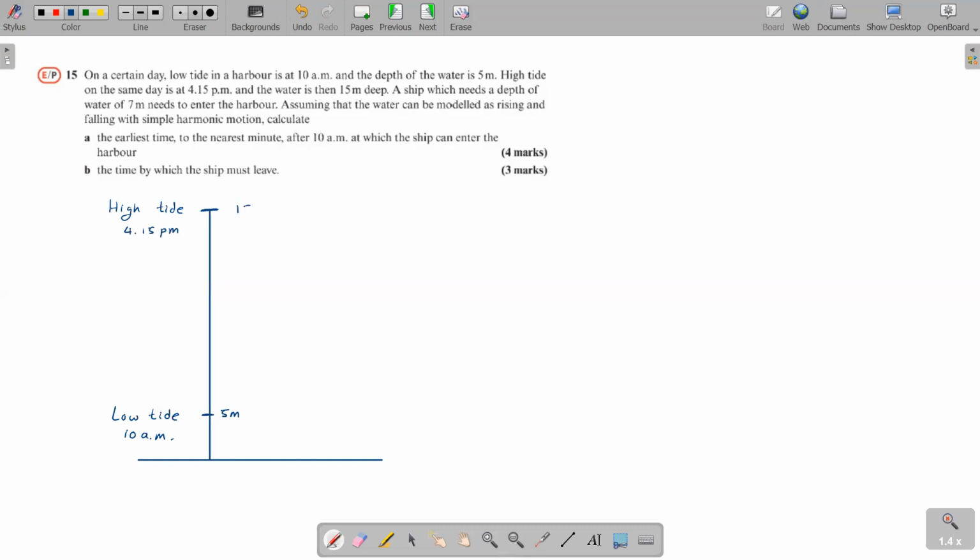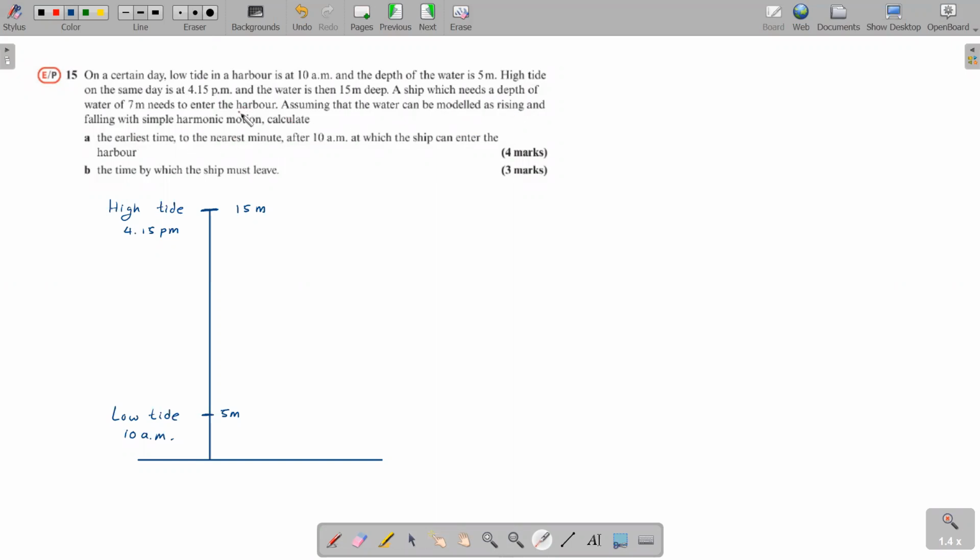So over here at this point, the complete length from the seabed is 15 meters. A ship which needs a depth of water of 7 meters needs to enter the harbor. So there is a ship, it needs at least 7 meters of height of water in order to enter the harbor. Assuming that the water can be modeled as rising and falling with SHM.